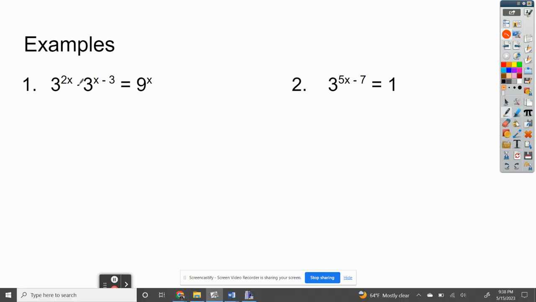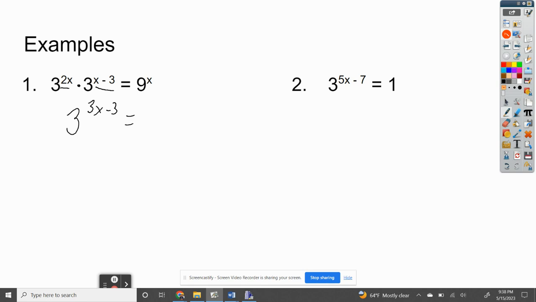So there should be a times symbol here. I didn't put it there. So you do have to combine the left side together in this case. So this is a base to a base rule. If I want to make these into one base of 3, I have to add the exponents. So I'm going to be adding 2x plus x minus 3. And so that's going to get me 3x minus 3.